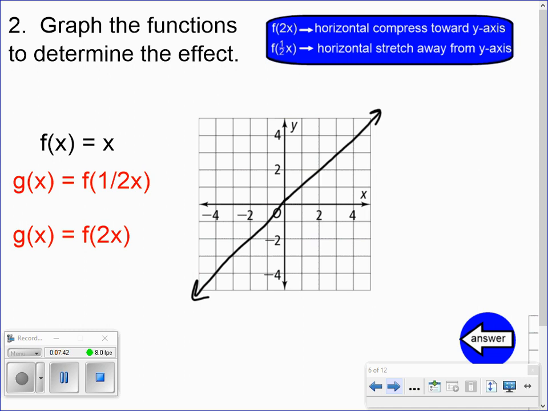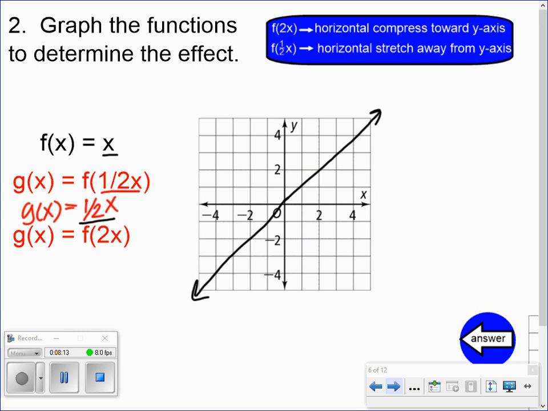Okay, so we're taking f of x. Remember, anytime the number's on the inside, what this tells us to do is evaluate f of x for 1/2 x. So if f of x was x, f of 1/2 x would be 1/2 x. Anywhere where there's an x, we would replace it with 1/2 x. So instead of x here, now we have 1/2 x. And so what I'm doing on this one is I'm going to graph it. So we're graphing 1/2 x.